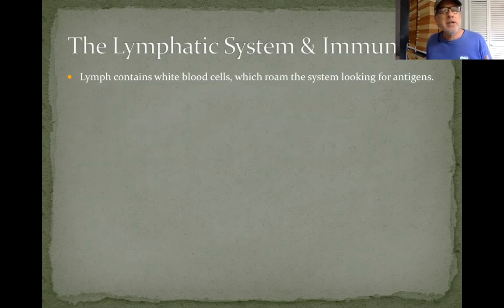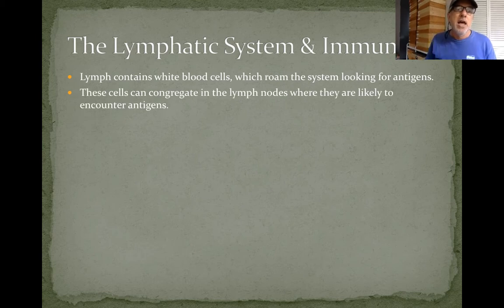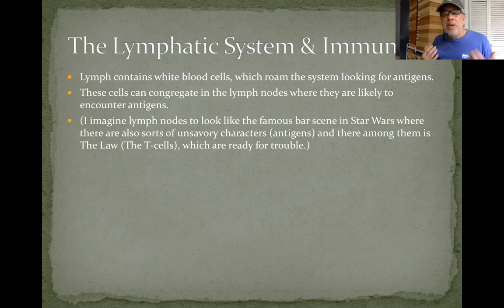The lymph contains white blood cells as well, and these often stay in nodes or roam around the system looking for antigens. These cells congregate in lymph nodes where they are likely to encounter antigens. And to me, I always imagine that lymph nodes look like that famous bar scene in Star Wars where there are all sorts of unsavory characters. And there among them are the law, the T cells in this case. And they've come ready for trouble. That's the way I imagine the lymph nodes.